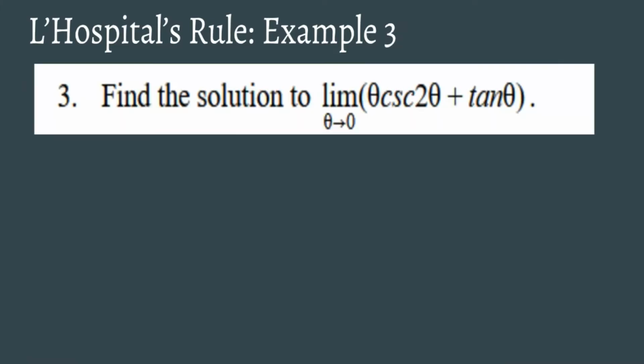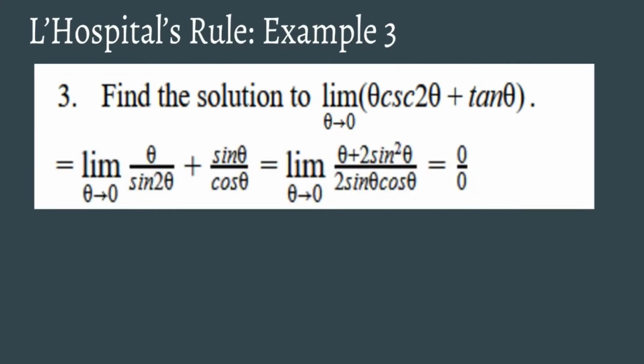Example 3. Find the solution to the limit as theta approaches 0 of theta cosecant 2 theta plus tan theta. With this problem, we can use the reciprocal identities of trigonometric functions, thus manipulating the function to be theta divided by sine 2 theta plus sine theta over cosine theta.